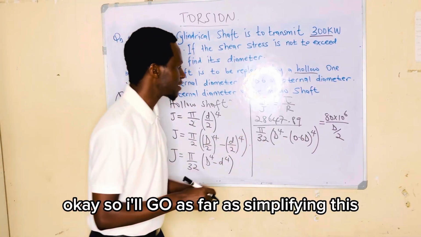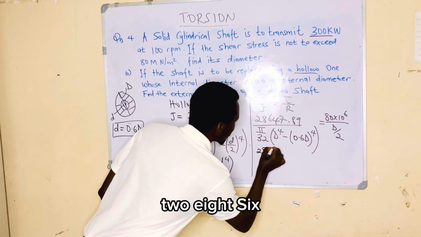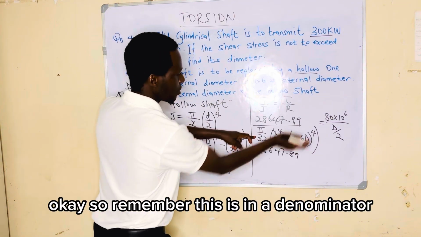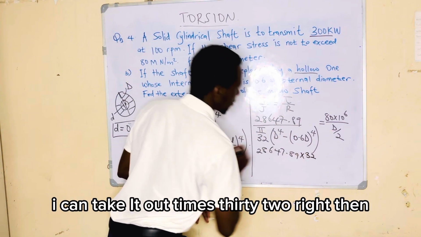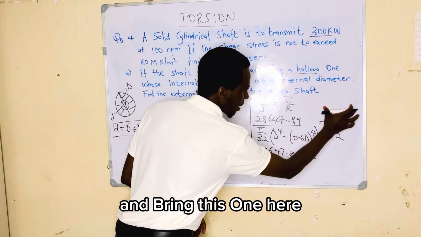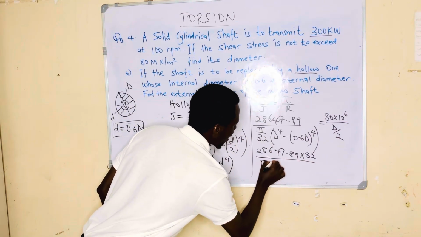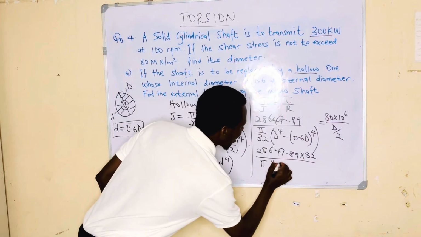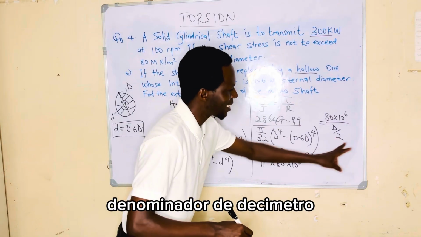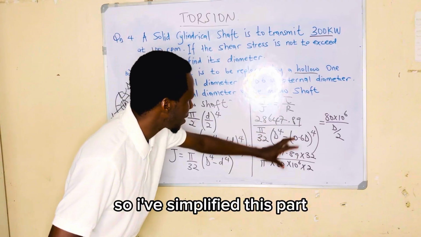Okay, so I will go as far as simplifying this. That means I will have here 2864789.89. Remember this is in the denominator, I can take it up times 32. Then if I take the whole of this part and bring it here, I remain here with pi, then times 80 times 10 power 6. Then remember this 2 is also in the denominator, take it up, that means I multiply this by 2. So I'll simplify this part.